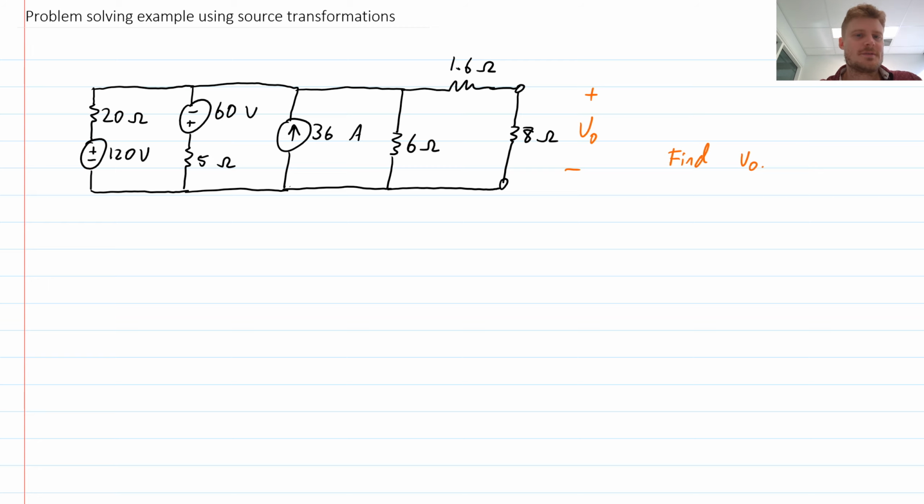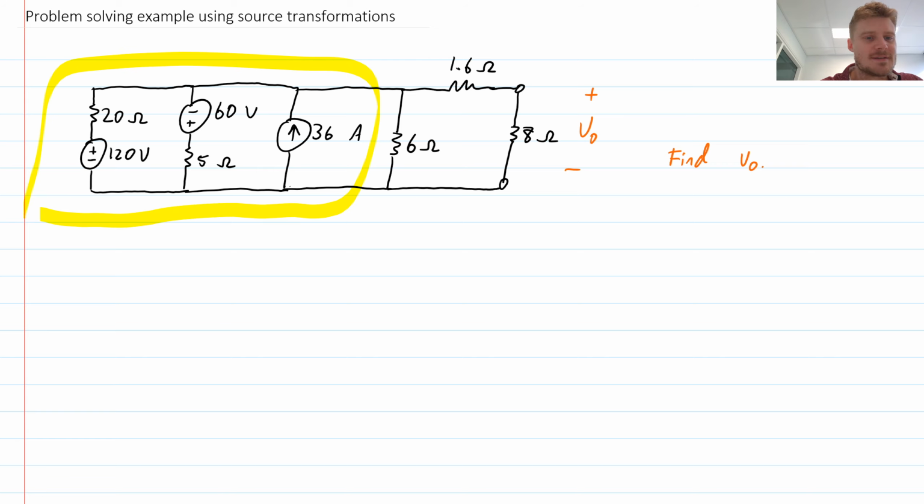So you might ask, what's all this source transformation stuff good for? I want to show you how you can use it to solve circuit problems. Here we're asked to find a voltage across an 8 ohm resistor at the far right hand side of the circuit. And we can do this by simplifying starting from the left hand side.